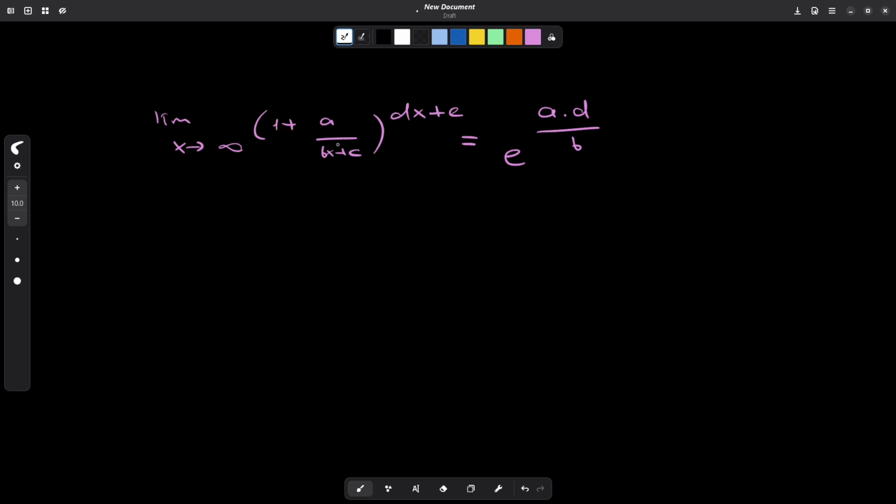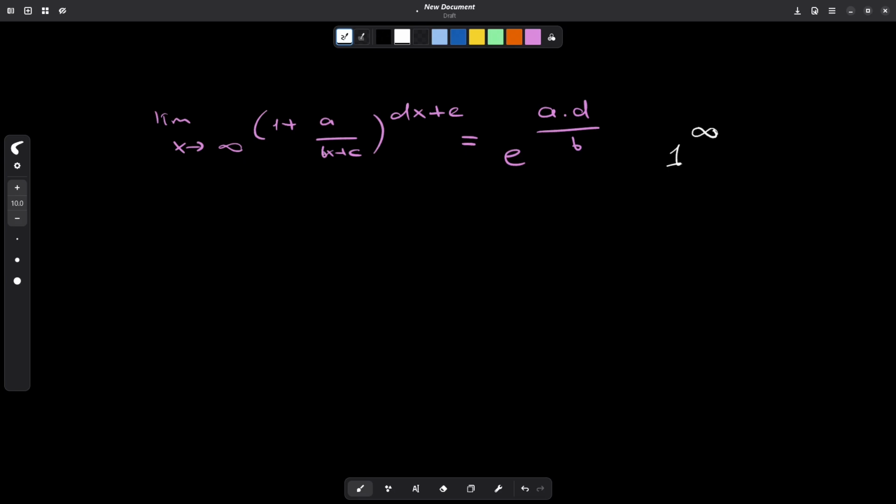Limit of 1 plus a over bx plus c to the power of dx plus e as x approaches infinity is going to be e to the power of a times d over b, right? So this is what we are working with. And I need to say that to use these limits, I need to be working with 1 to the power of infinity form.